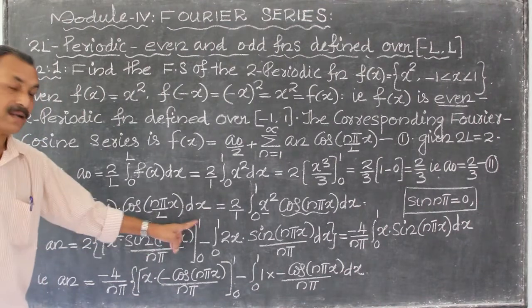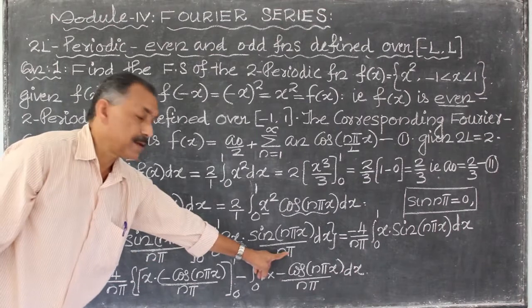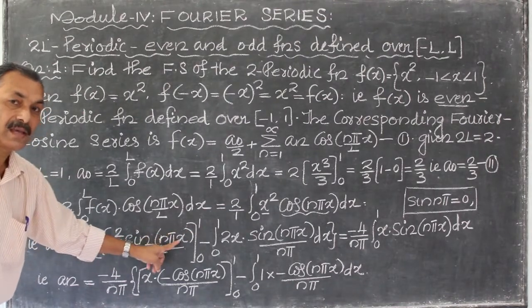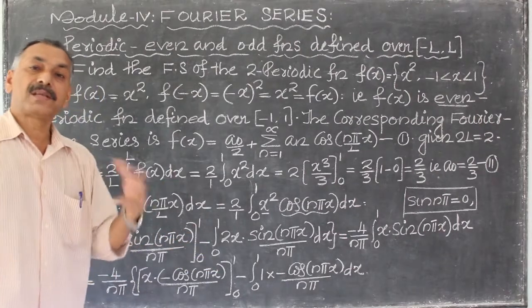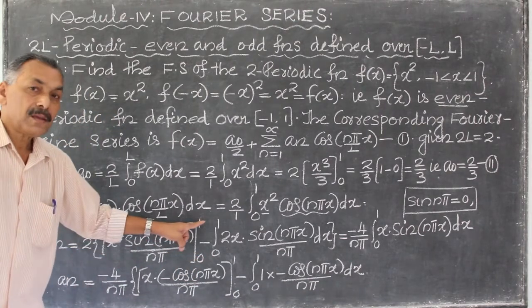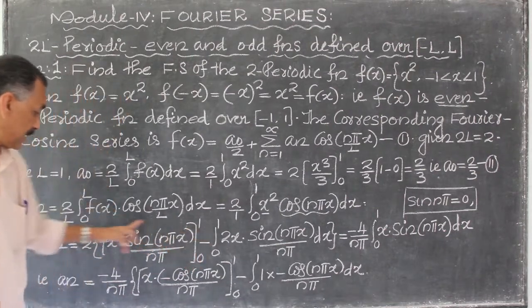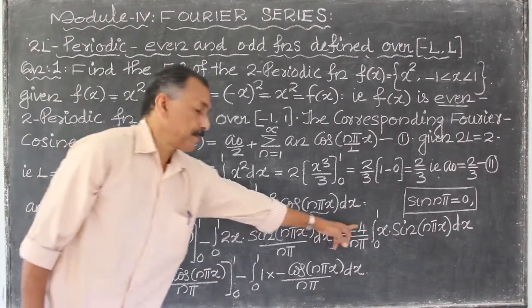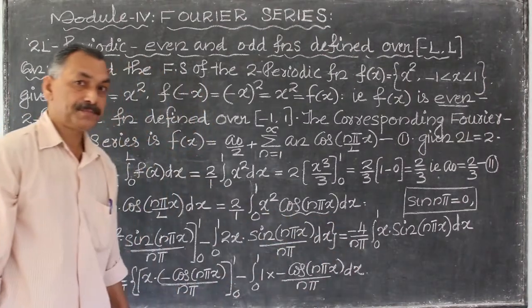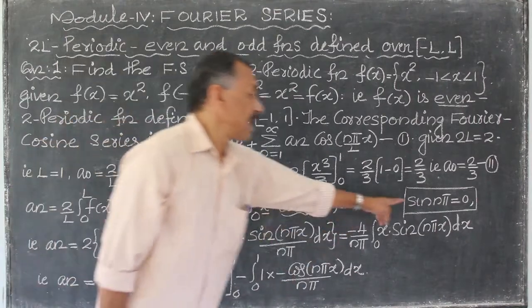Upper limit apply: 1 into sin n pi. Here n pi is common, so take that n pi outside. When the upper limit is applied, putting 1 in place of x, sin n pi is equal to 0. Sin pi, sin 2 pi, sin 3 pi and so on are zeros. Now apply the lower limit, where x is 0. So the first term is equal to 0. Then take the minus outside: minus 2 into 2, that is minus 4 divided by n pi, integral 0 to 1 x into sin n pi x dx, because sin n pi is equal to 0.